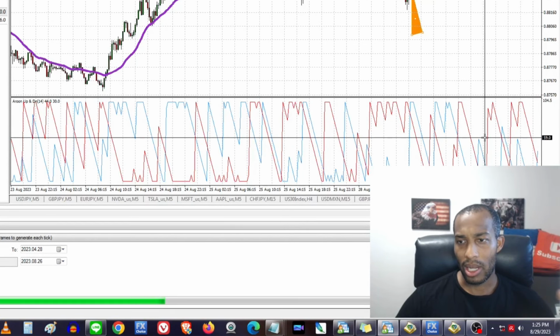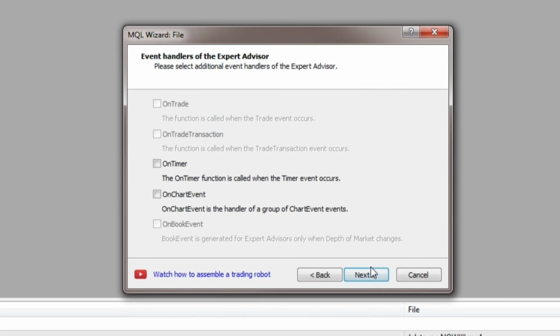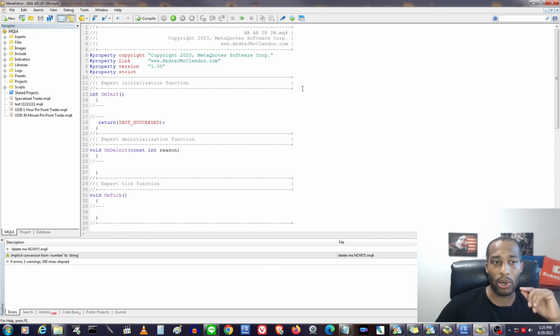So let's begin. Initially, guys, open up MetaQuotes. It's this button right here. You should get a screen that pops up. The first thing you want to do is go to New, go to Expert Advisor. We're going to call it Moving Average and Aroon Up and Down. And next.